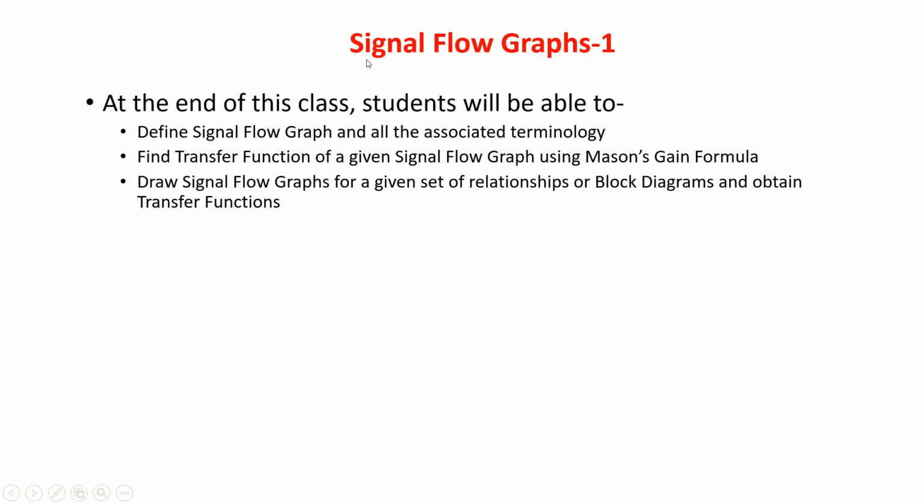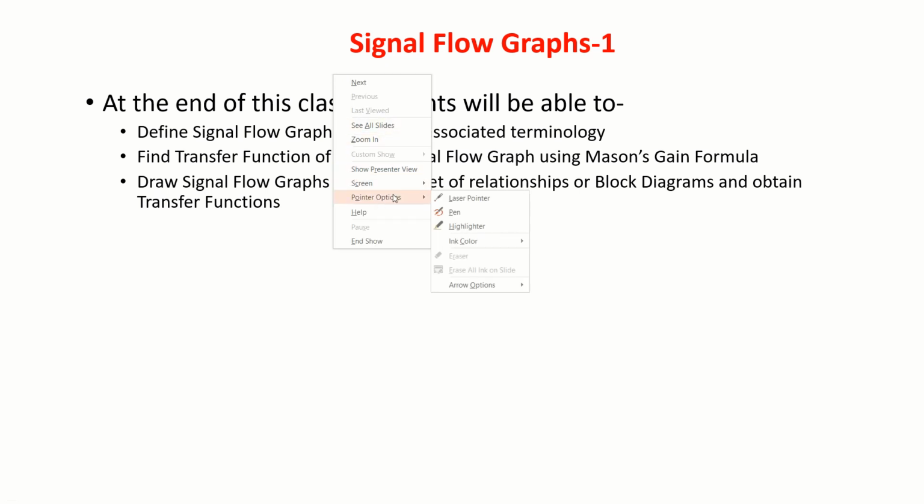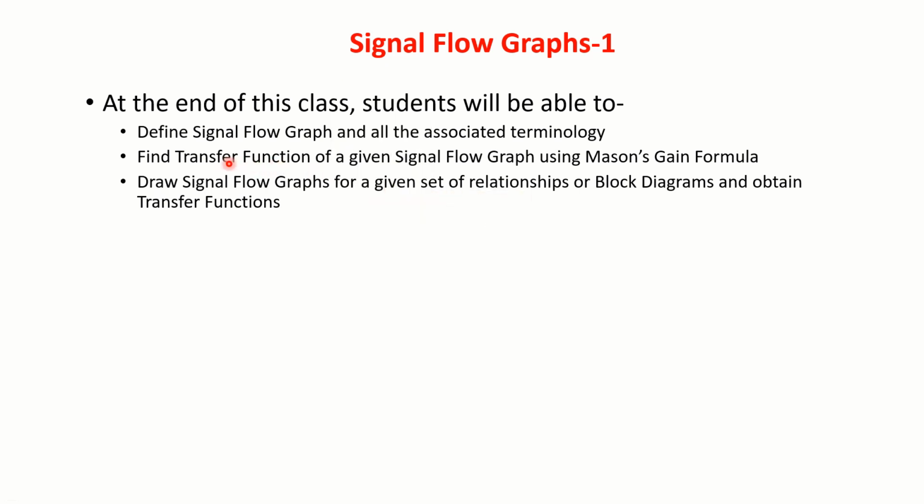In this session, we'll study about signal flow graphs. Here, we will define signal flow graph and associated terminology. Then, we'll find transfer function of a given signal flow graph using Mason's gain formula. Then we'll draw signal flow graphs for a given set of relationships or block diagrams and obtain transfer function.